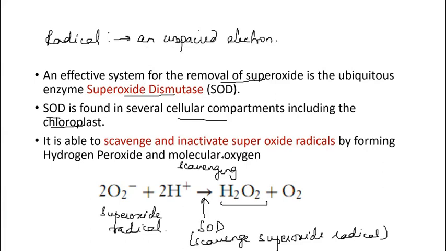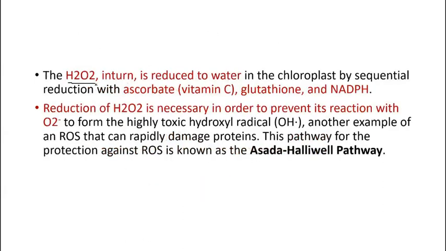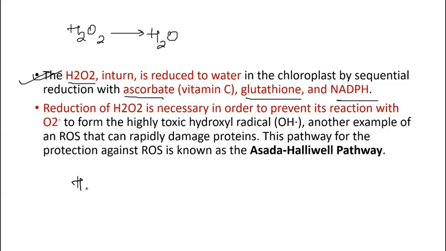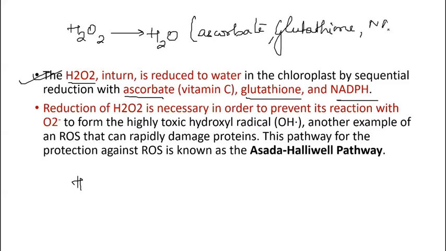Now, once hydrogen peroxide is formed, it needs to be reduced to water in the chloroplast itself by sequential reduction with ascorbate, glutathione and NADPH. Very, very important to remember. So this H2O2 will be reduced to water by the action of ascorbate, glutathione and NADPH. I'll show you how this happens. Now what is the necessity of converting the H2O2 into water?